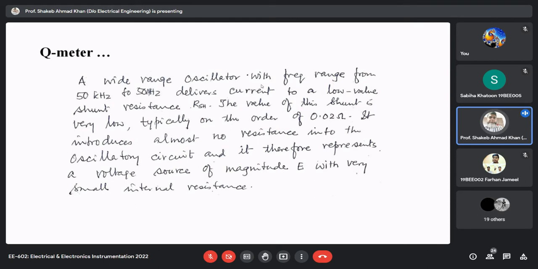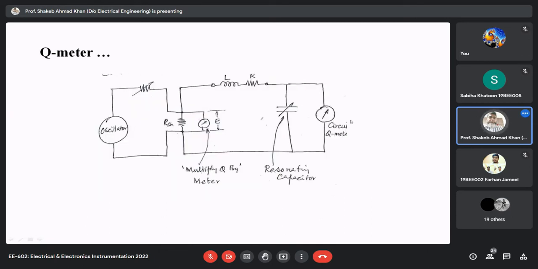A few pieces of information are given here. The wide range oscillator with the frequency range from 50 kilohertz to 50 megahertz delivers a current, and you can see that the value of RSH is very small, 0.02 ohm, and it is taken intentionally. Try to understand why.